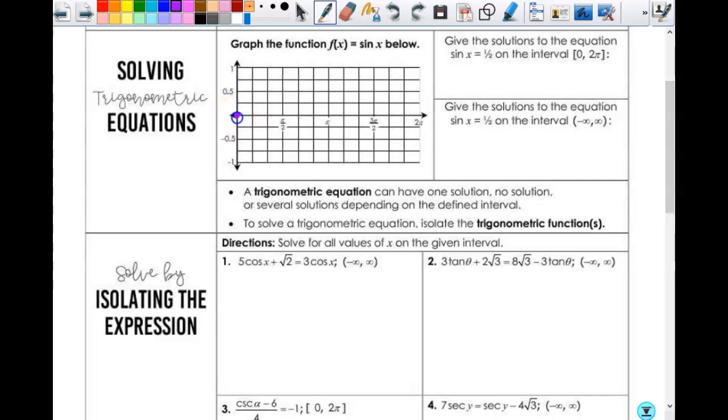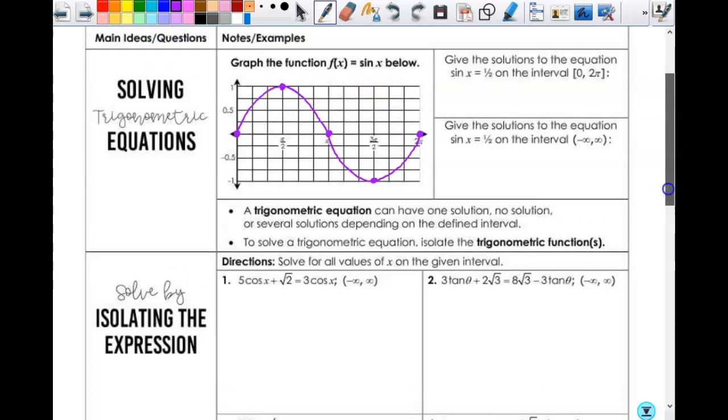All right, so for sine, we know we have a 0 at 0, we have a 0 at pi, we have a 0 at 2 pi. Then at pi halves, we're at what? 1. At 3 pi halves, we're at negative 1. Okay, so let's draw this in here. Okay, so there's our sine. So then it says, give the solutions to the equation.